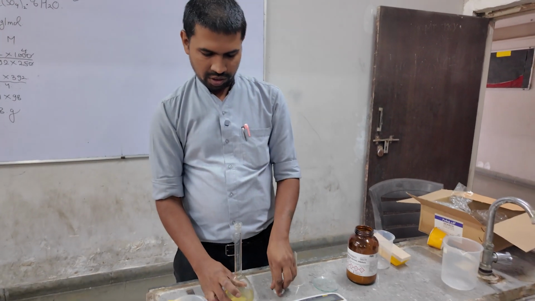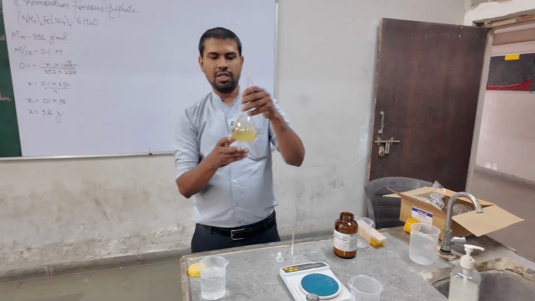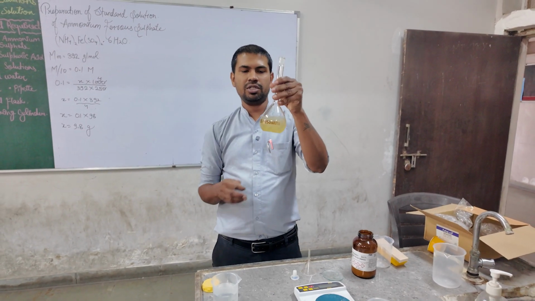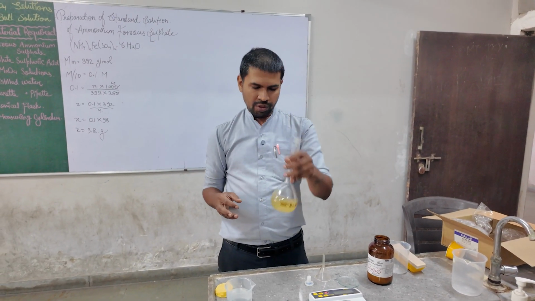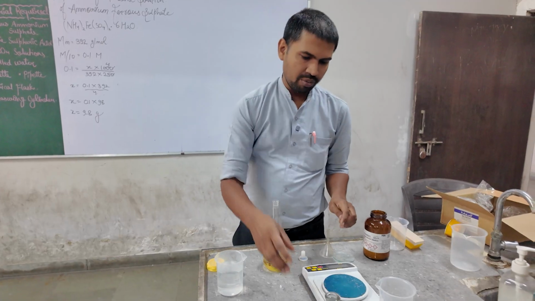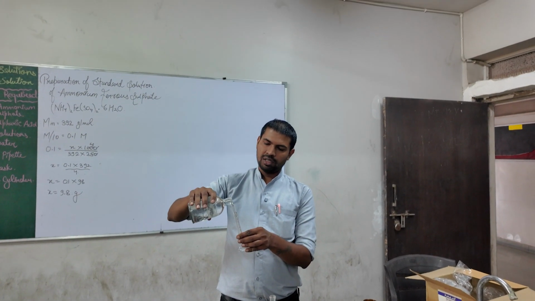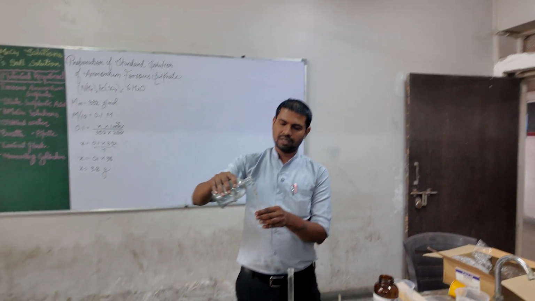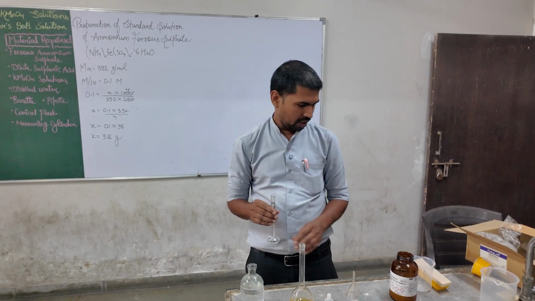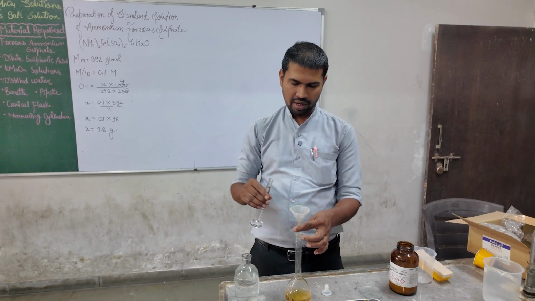Now, in that you can see this is a light brownish color solution. To reduce the association of this salt, we are going to add 20 ml dilute sulfuric acid.